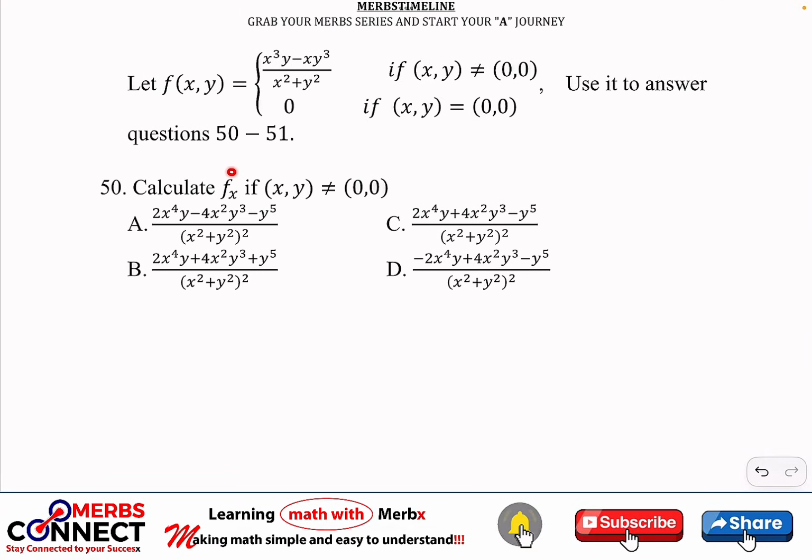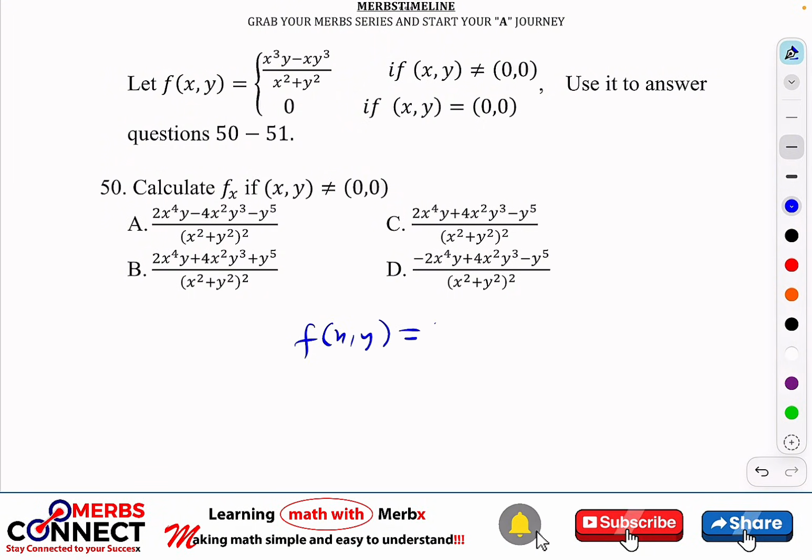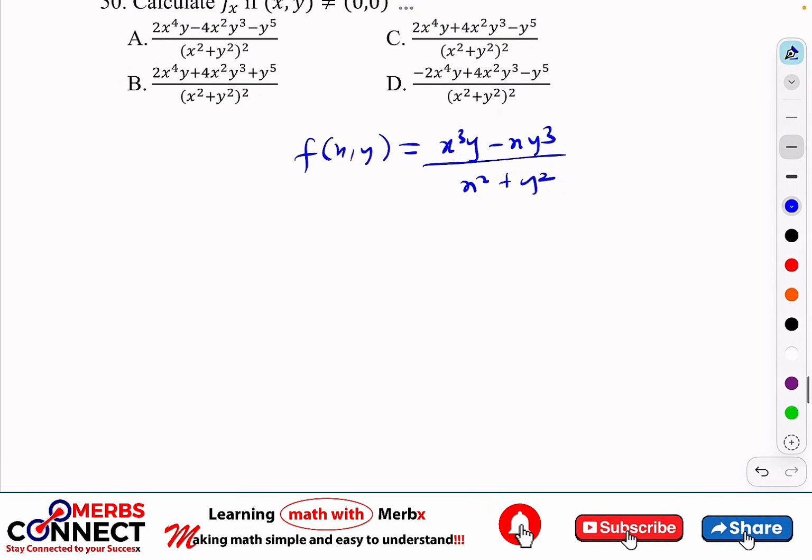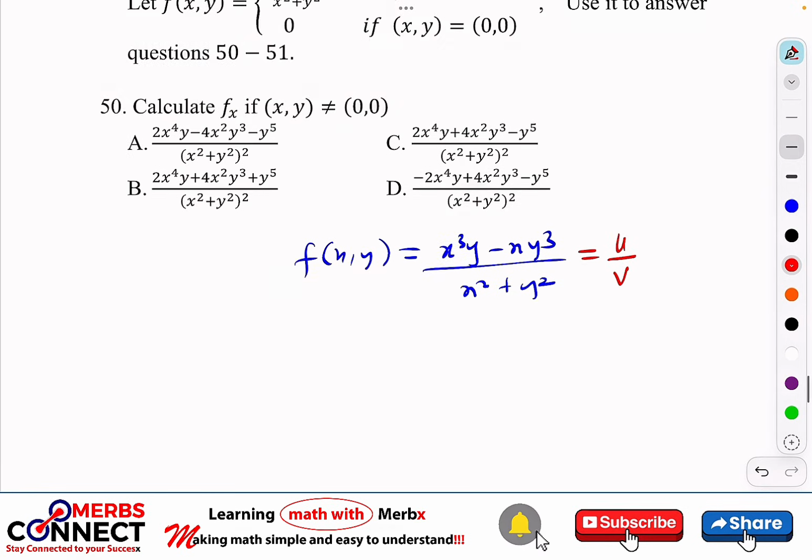So we want to find this at x not equal to 0. At x not equal to 0 it is this, so we can use the quotient rule. So f of x, y is equal to x cubed y minus x y cubed, divided by x squared plus y squared. Let's differentiate using the quotient rule. I'll say u, I'll say v. Now don't forget, we are going with respect to x.